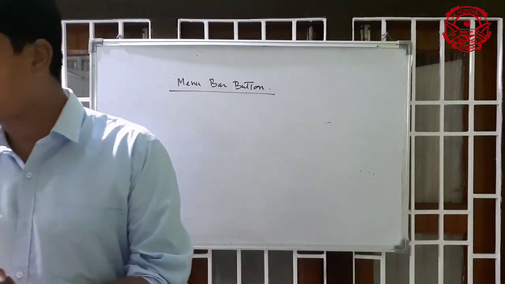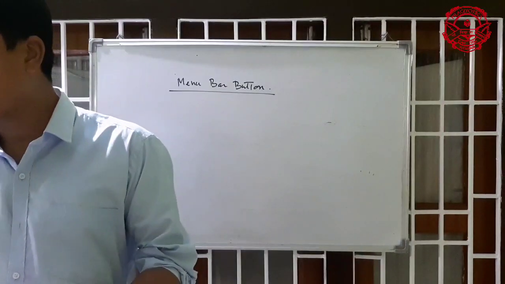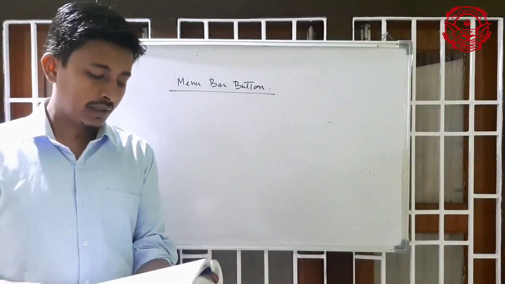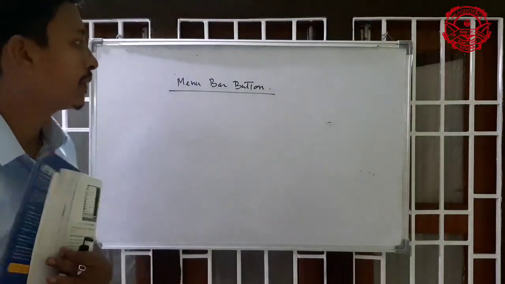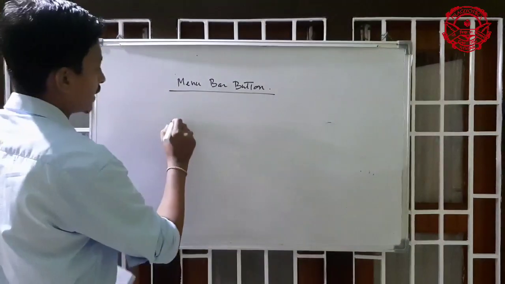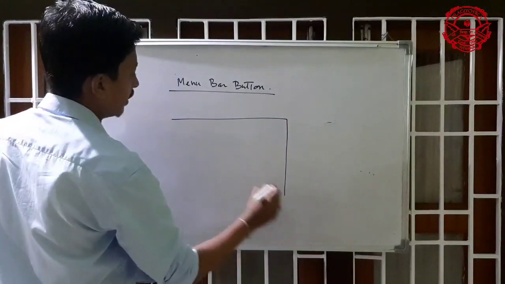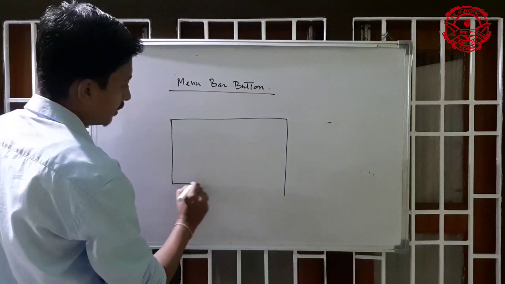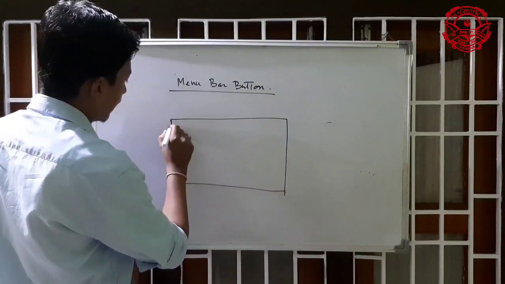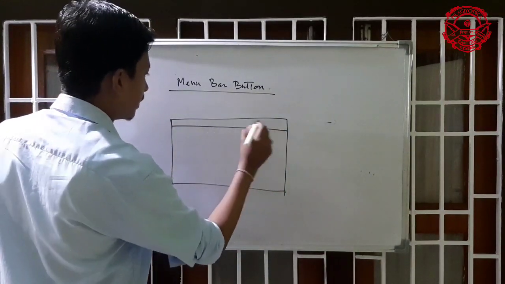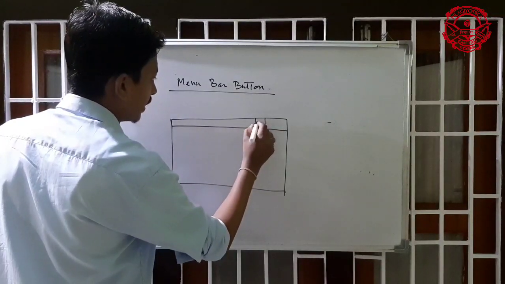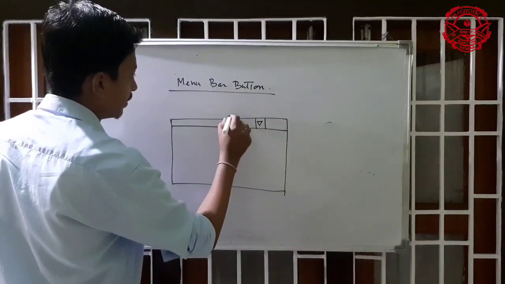You can see the menu bar has the following options. There are various options in the menu bar. Menu bar means what? There is a bar in Internet Explorer. For example, this is Internet Explorer 11. In Internet Explorer 11, this is the first one. First, this is called the address bar.